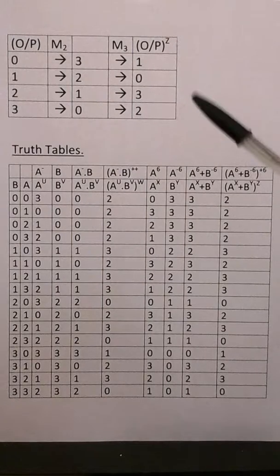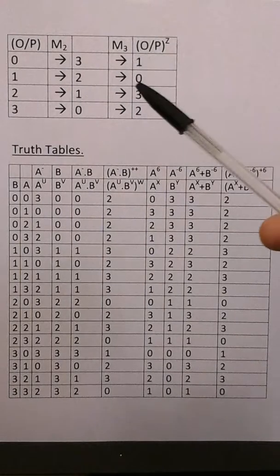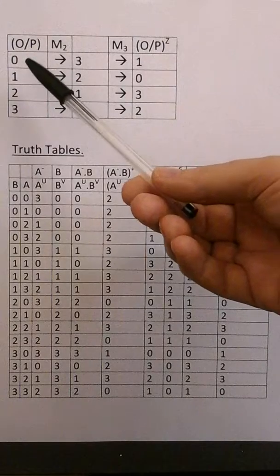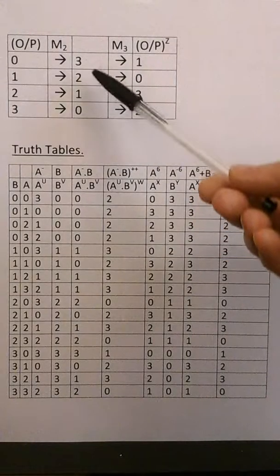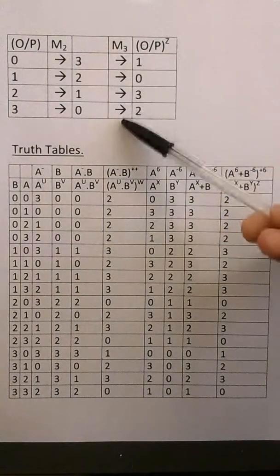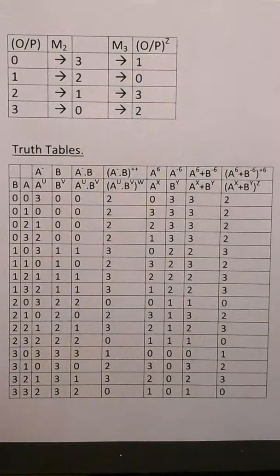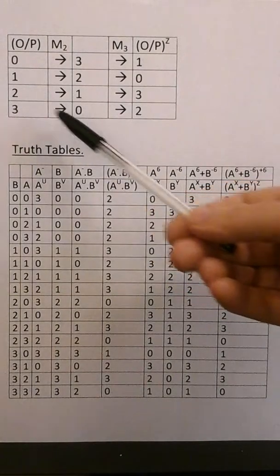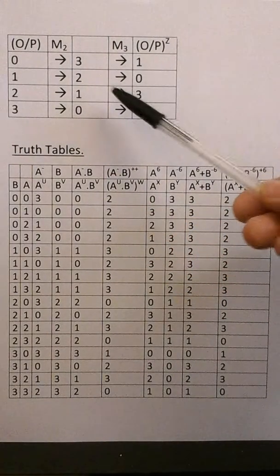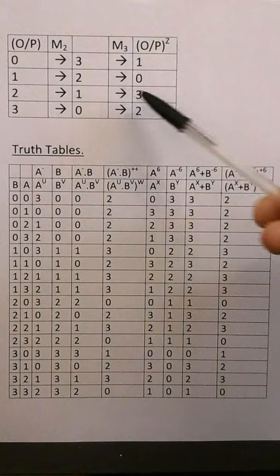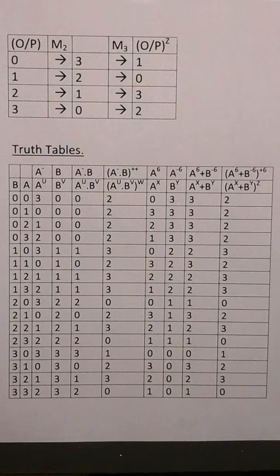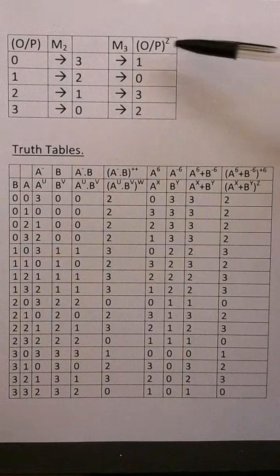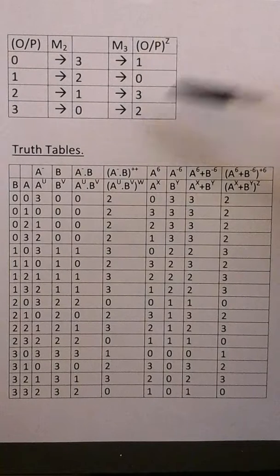Next we take the output. We take the two mappings M2 and M3 and we map M2 to the output and then take that output and apply mapping M3 to give the output Z. So M2 gives a 0 to a 3, a 1 to a 2, a 2 to a 1, a 3 to a 0, and M3 gives a 3 to a 1, a 2 to a 0, a 1 to a 3, and a 0 to a 2. So that output is A plus 6.